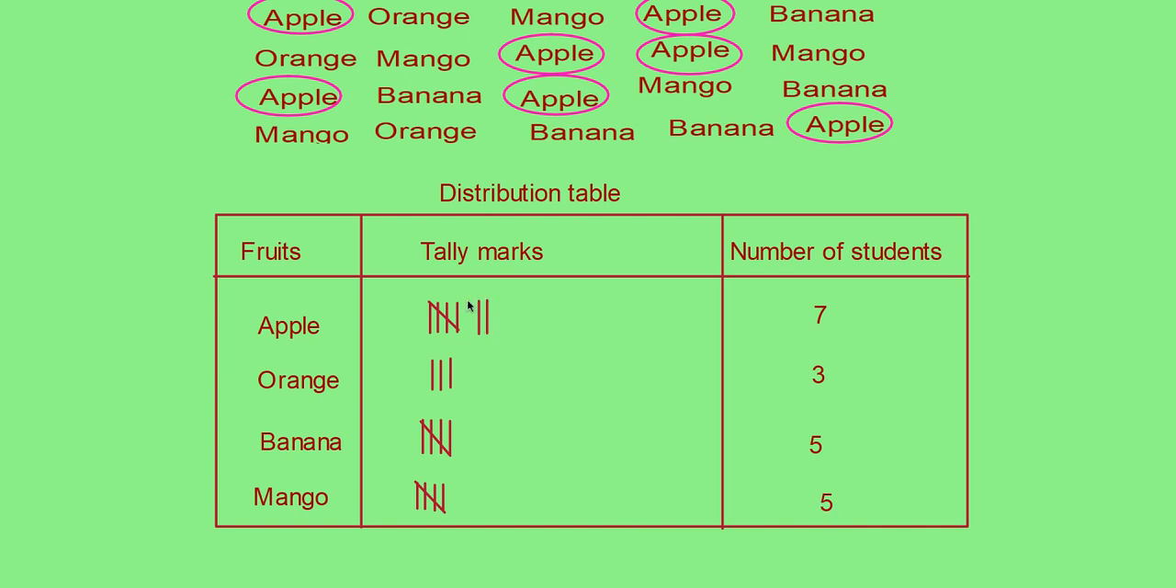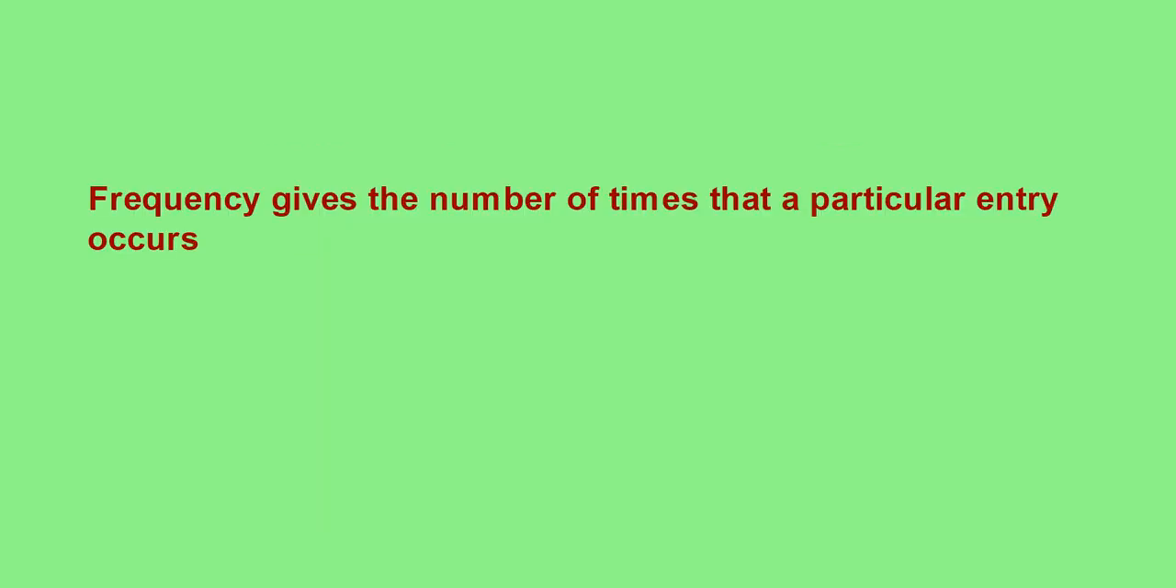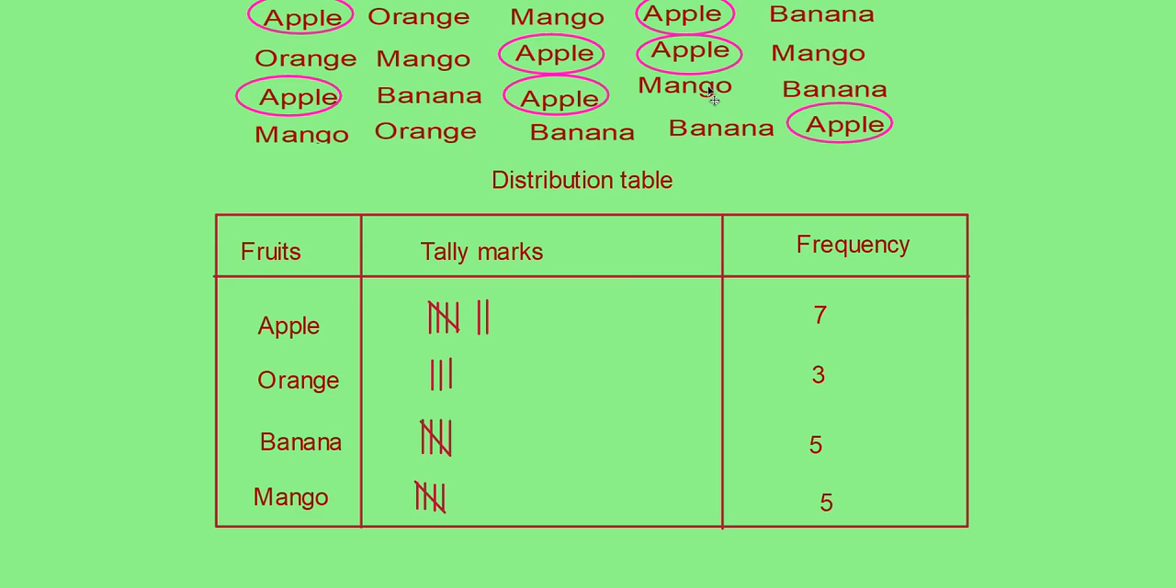Here, the number of tally marks before each fruit gives the number of students who like that particular fruit. That is, for apple, 7 students like it. This number 7 we can call frequency. That is, frequency gives the number of times that a particular entry occurs. So we can call this distribution table a frequency distribution table.